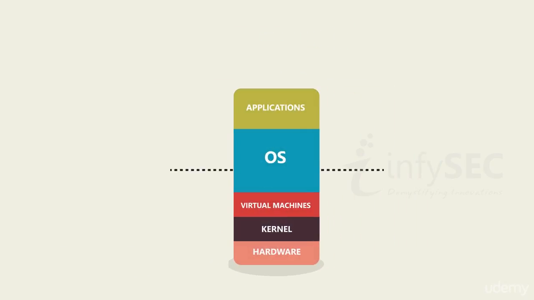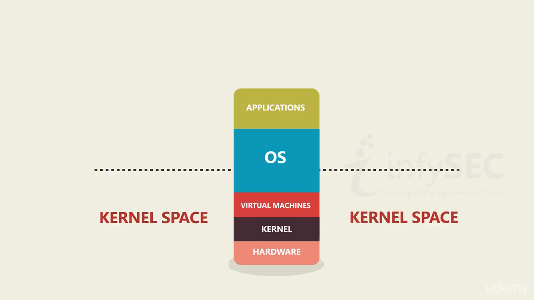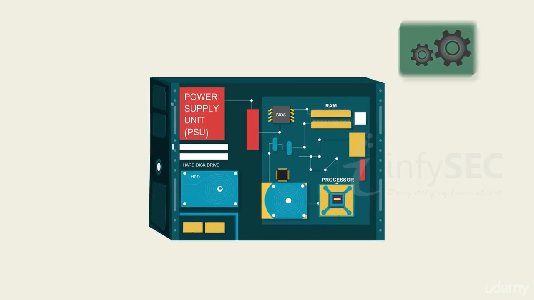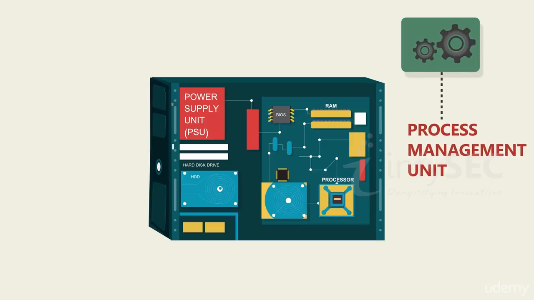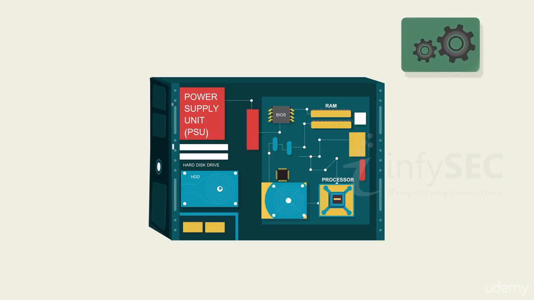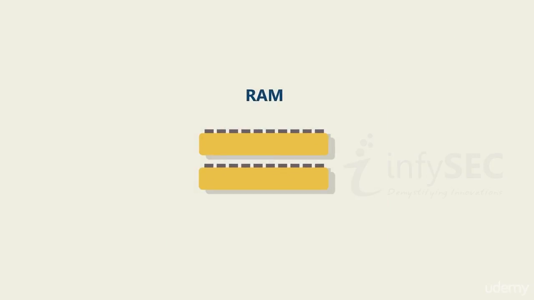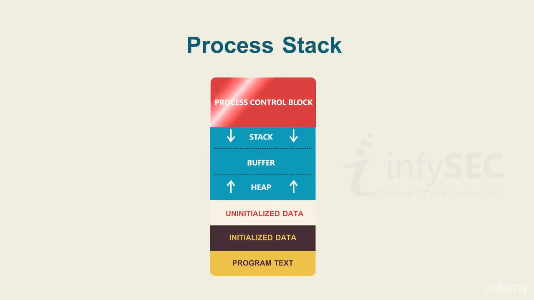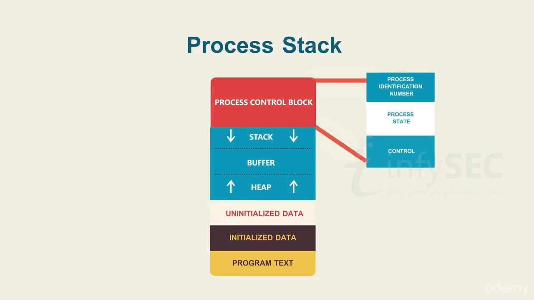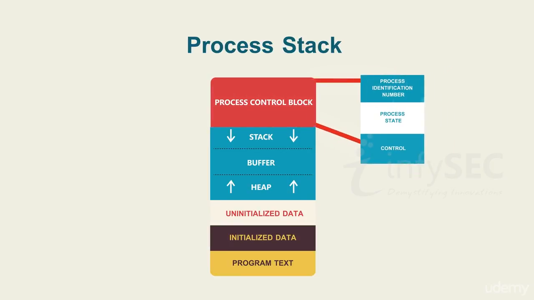which executes the instructions in the kernel space. Now, a process is created for the Microsoft Word application by the Process Management Unit. The created process is allocated a memory space for its executions in the RAM. This allocated block of memory holds the process stack along with the process control block that is used for the process identification, state, and control.